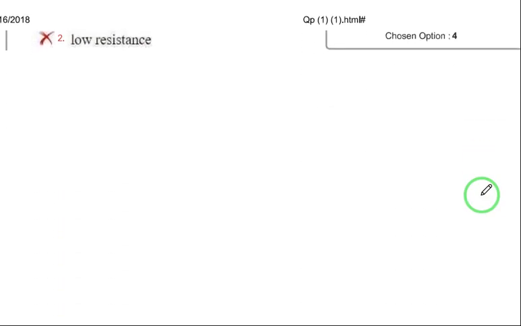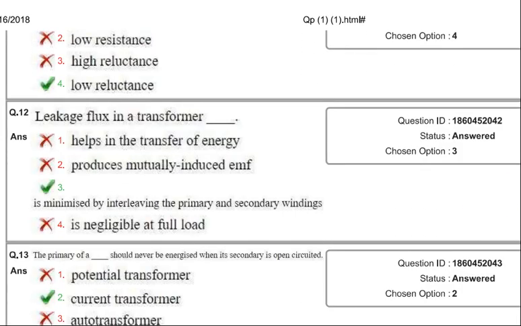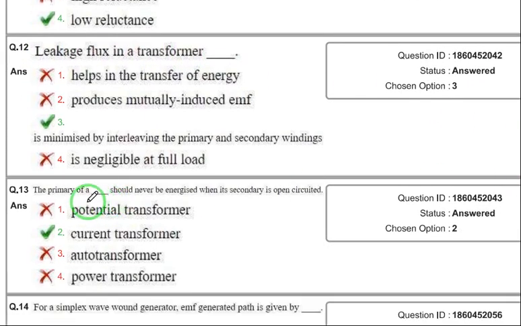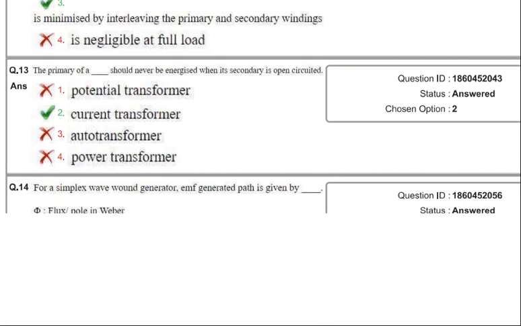So like this, what kind of questions they are asking, just observe that. Leakage flux in a transformer. The primary of a dash should never be energized when its secondary is open circuited. So like this you can observe all the questions.